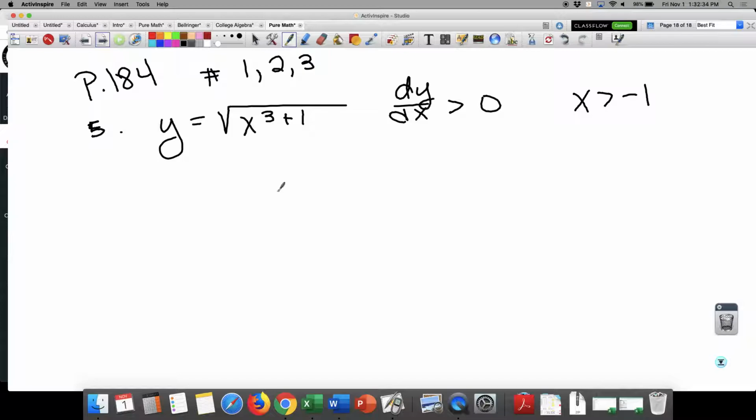Take it out of the radical. All right. How would I rewrite it? x cubed plus 1 to the power of, all right, then what do I need to do?